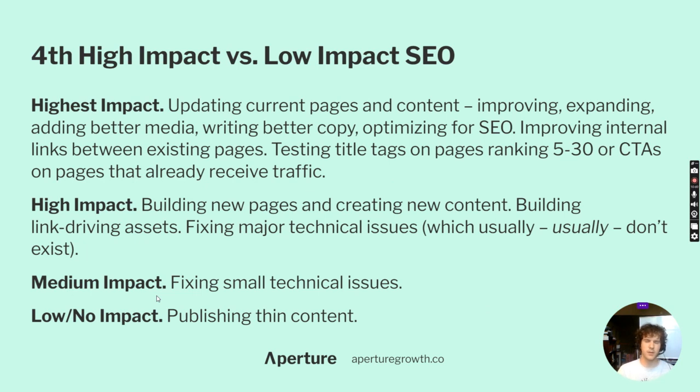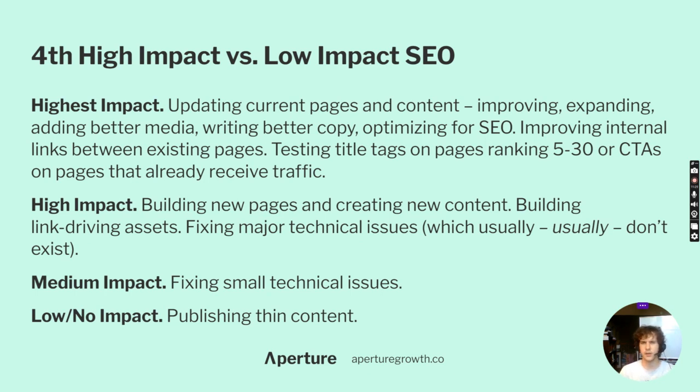The fourth concept is not really as much of a concept as it is a heuristic. Basically, there are a lot of different things you can do in SEO, and not all of them matter, or matter as much as other things. So I categorize SEO work into 4 categories: highest impact, high impact, medium impact, and low or no impact. Highest impact, which will drive the most revenue the quickest, is updating the pages and content that you already have on your website. So improving and expanding these pages, adding better media, improving the copy, and optimizing them for SEO.